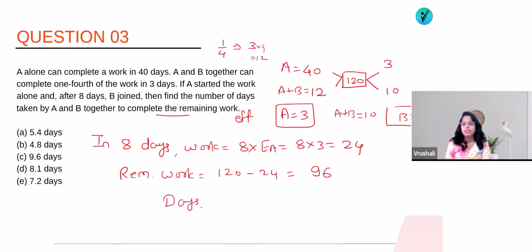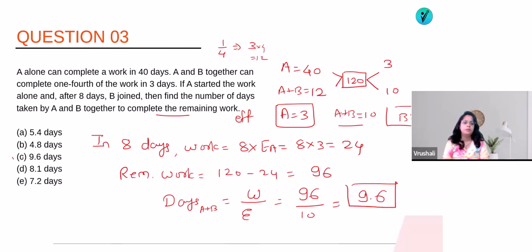And the number of days required for A plus B together to complete this remaining work is equal to work divided by efficiency. 96, and efficiency of A plus B is 10. That means they will require 9.6 days. That is option number C, the answer.